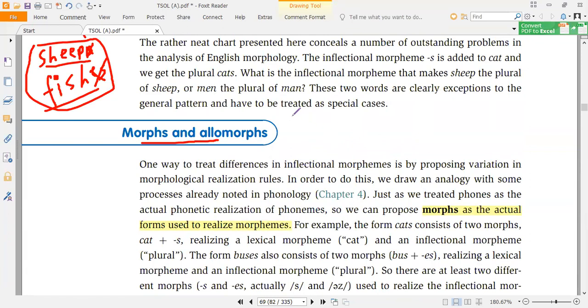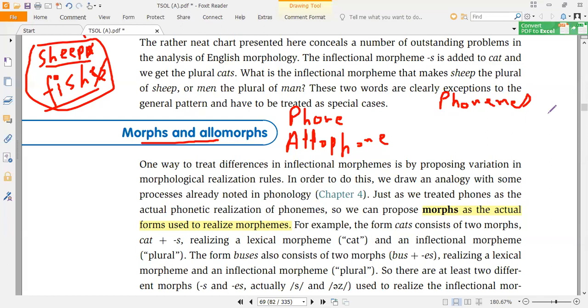Here we have got phone, right? We have got allophone. If you remember allophone, right? And along with allophone, we have got phoneme. So phonemes are the meaning-distinguishing sounds, right? What is a phone? Phone is the actual realization.